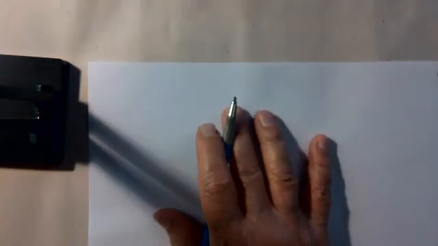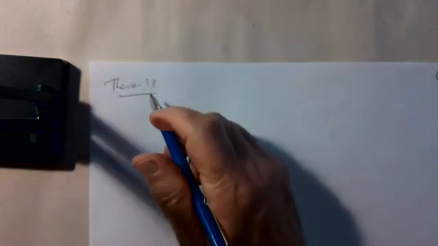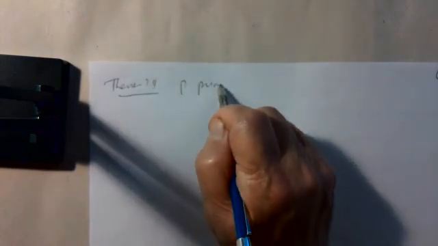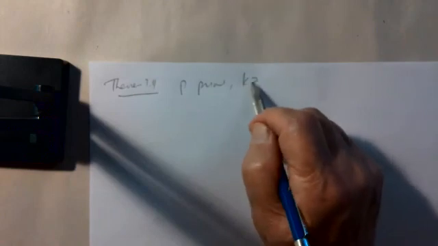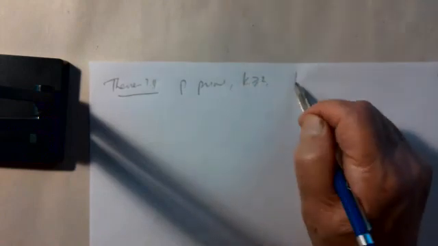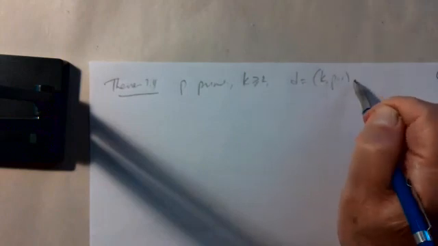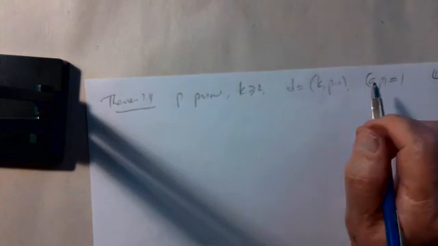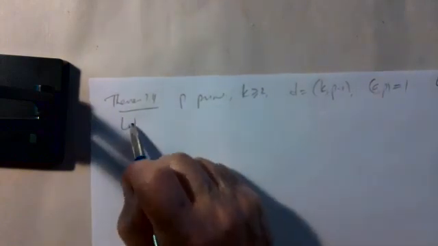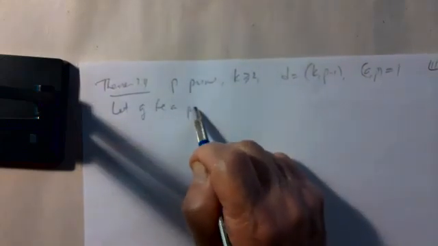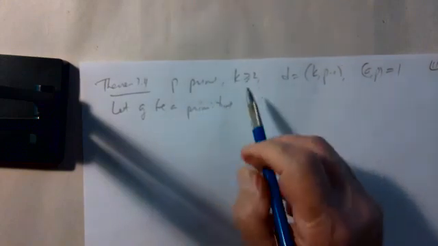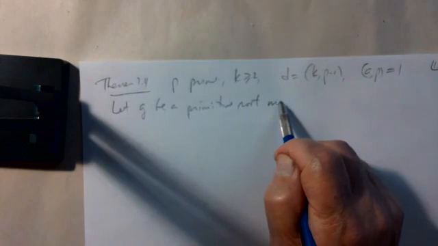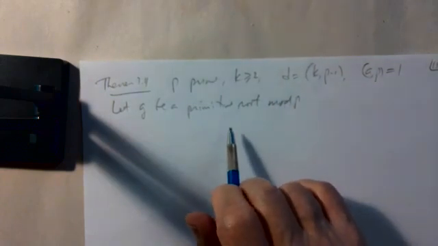So the one theorem in this section is the following. This is theorem 3.11. P is a prime number. K is an integer at least 2. And D is the greatest common divisor of K and P minus 1. And A is an integer which is relatively prime to P. So we know that every prime P has primitive roots, let G be a primitive root mod P.